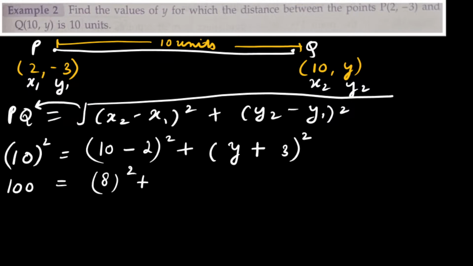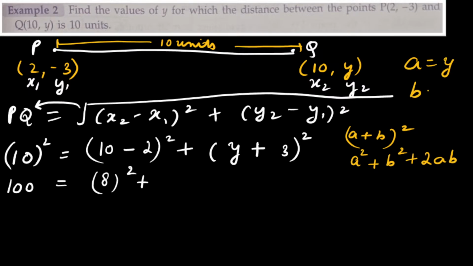So which identity do we have to use here? I don't see any response. Strength is very less; at least you people have to respond. Yes, a plus b whole square. We have to use the identity a plus b whole square, which is a square plus b square plus 2ab. Here a is y, b is 3.